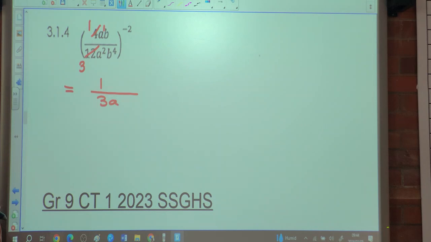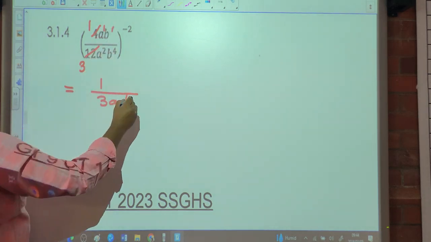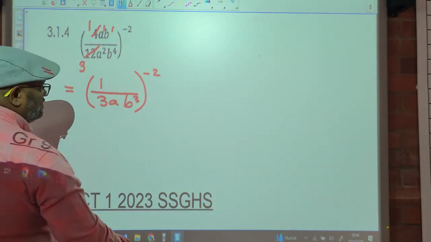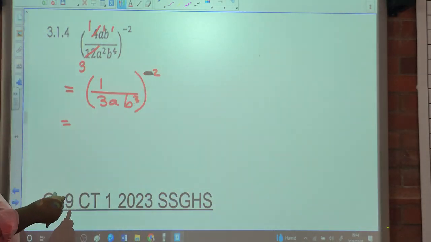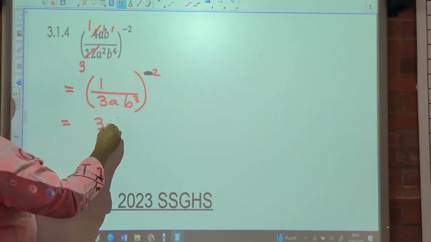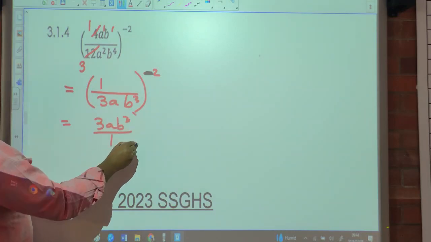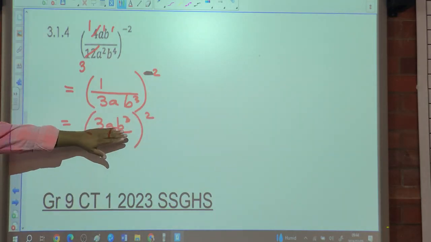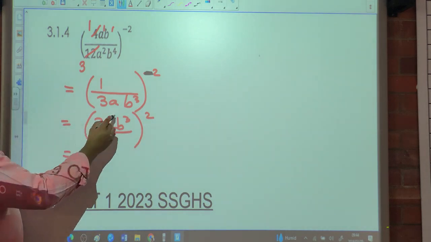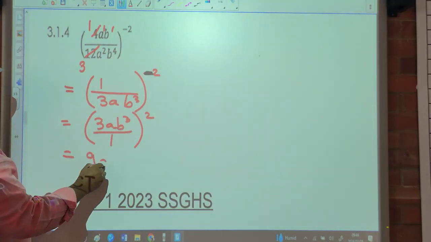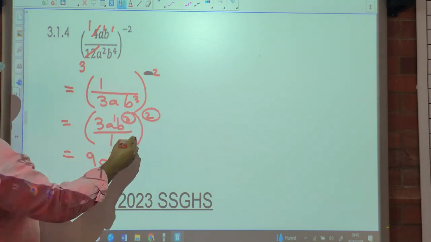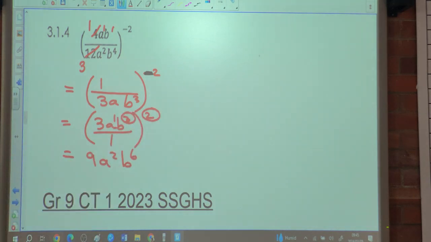Where are there more b's? Bottom. So 4 minus 1 is 3. And this is raised to the negative 2. So because of this negative, what's going to happen to this fraction? It'll flip. So if I take that into account, it's going to be 3ab cubed over 1, and it must be squared. Did I have to put this over 1 here? No, you could have left that out. What is 3 squared? 9. a, 1 multiplied by 2 is 2. b, 3 multiplied by 2 is?